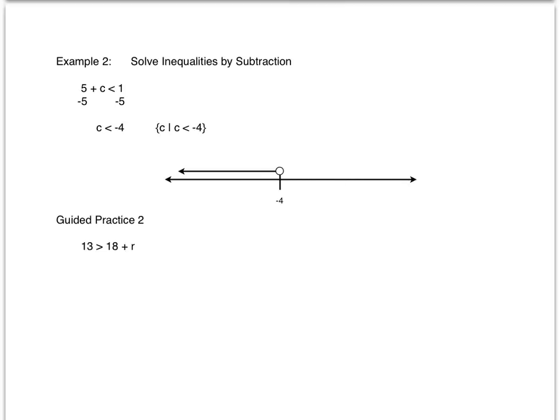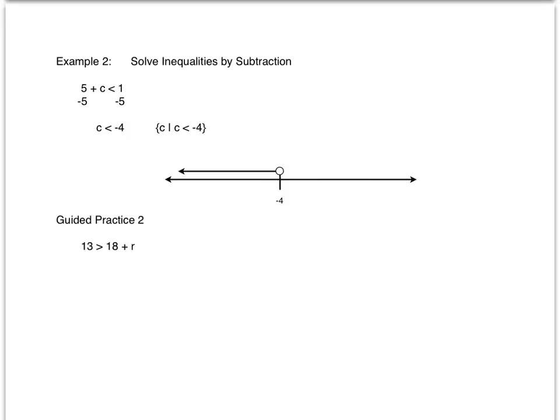In example 2, we're solving inequalities by subtraction. Here we have 5 plus c is less than 1. We'll subtract 5 from both sides, and our answer would be c is less than negative 4. Or in set builder notation, all numbers c such that c is less than negative 4. In order to graph this one, we would have an open dot because we have a less than in our inequality, so the negative 4 would not be included in the answer. And then our arrow would go to the left because all the numbers to the left of negative 4 would be less than negative 4.